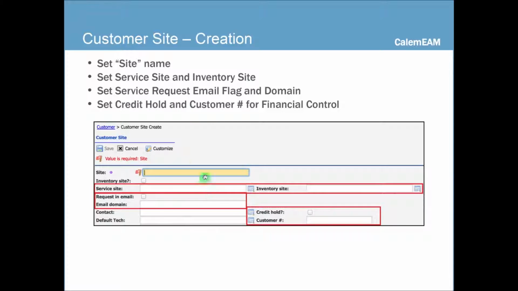A customer site can be created with the site name, and you can specify the service site that will provide asset service, and also the inventory site for the customer site. You can enable service request via email. You can also use credit hold and customer number for financial control. In this case, you can say if they're not ready, if credit is on hold or there's no customer number, I'm not going to allow work orders to be created or proceeded for this customer site.